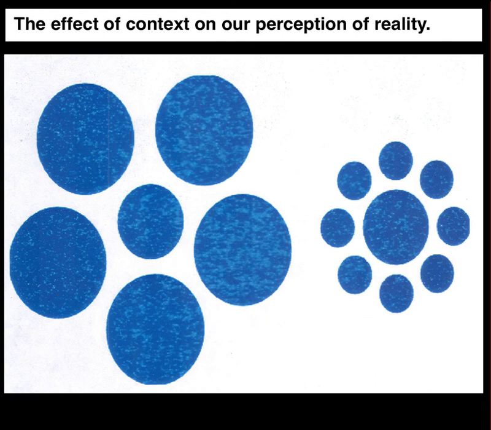Oh, here's a great example. This is a quintessential example of how context shapes our perceptions and judgments. On the left side of the screen, we have 5 large circles surrounding a smaller circle in the middle. On the right side of the screen, we have 5 small circles surrounding a larger circle in the middle. But you know what? I'll bet you guessed it. Both inner circles are identical in size.